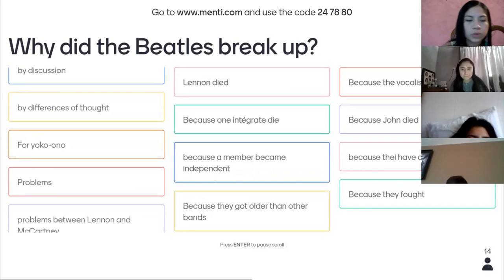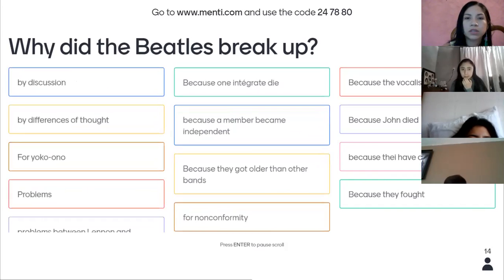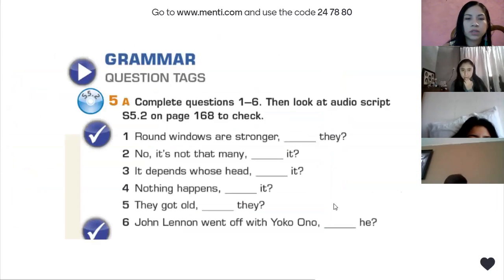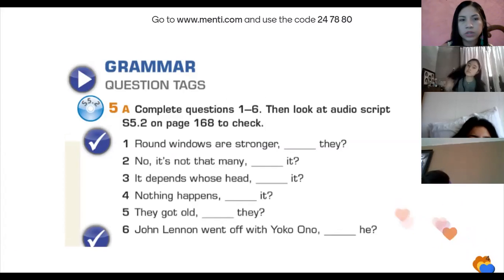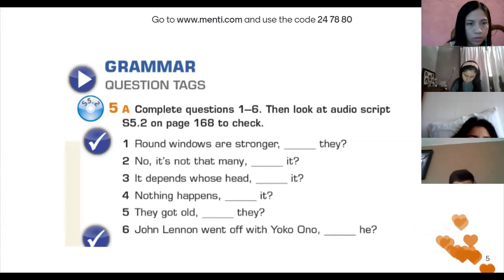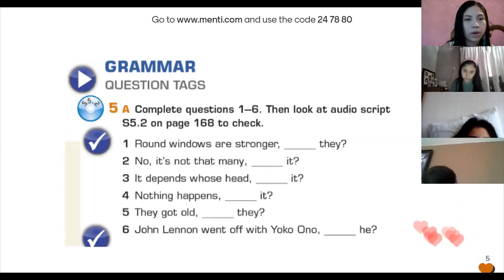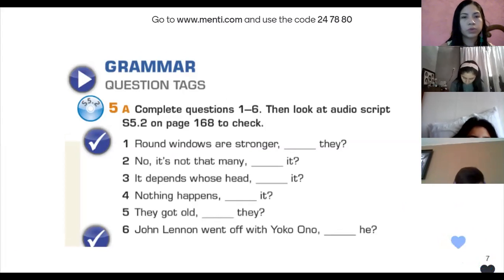Now, please listen to the answers to this. You're going to listen and complete your questions that is on your book. If you go to your book on page 60, you are going to complete your notes and listen to the story and the answers to these questions. Unit 5, recording S5.2.